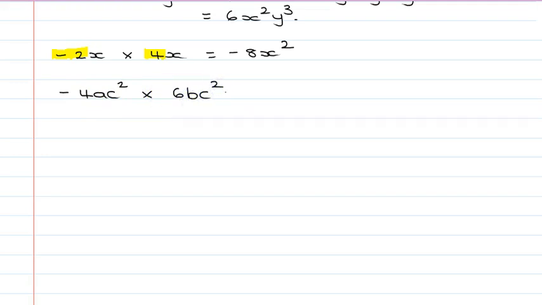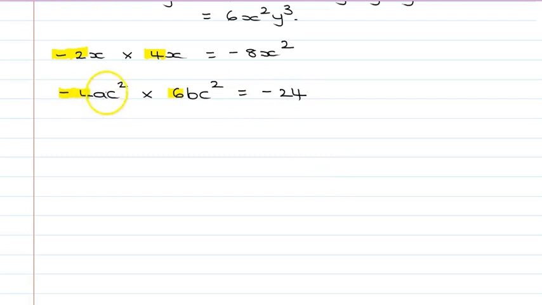Okay, now if in doubt, show full expansions. Well, let's follow the steps. So the first thing we want to do is multiply the coefficients together first. This negative belongs to the 4, so we know that's a negative 4. And then we're going to multiply by 6. So negative 4 times 6 is negative 24.